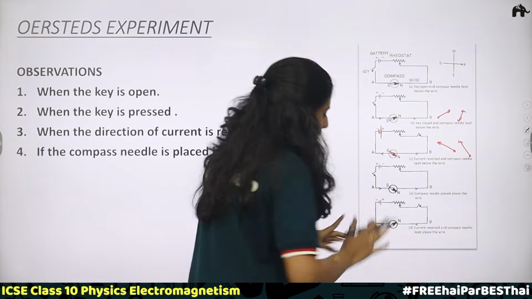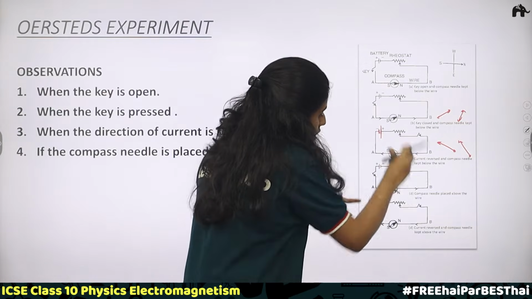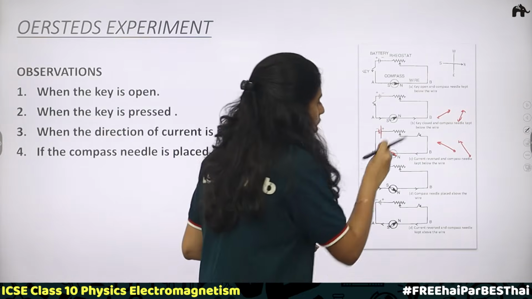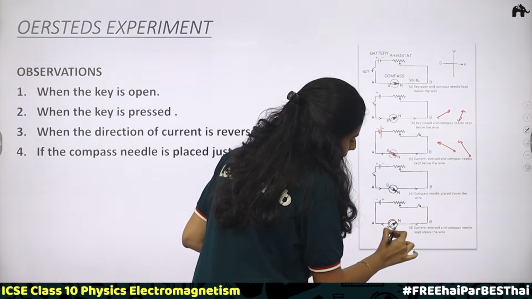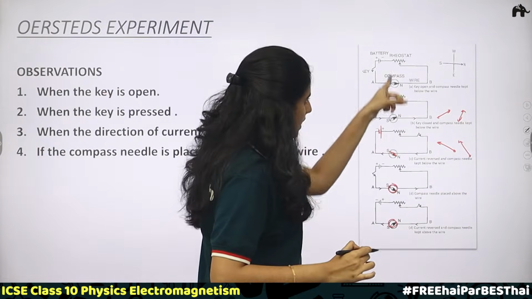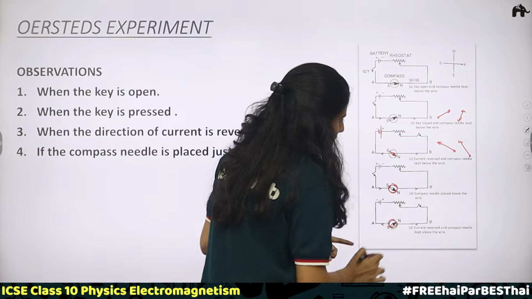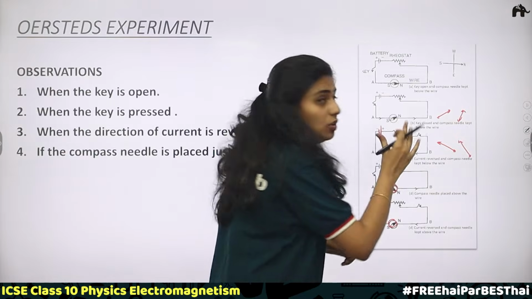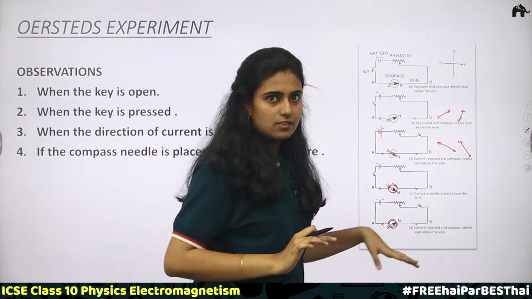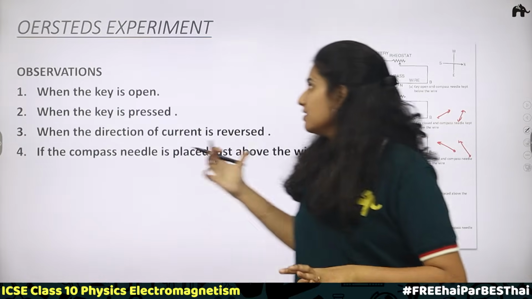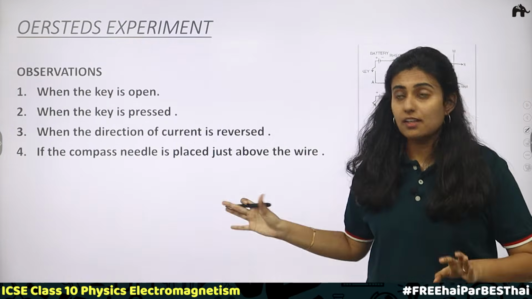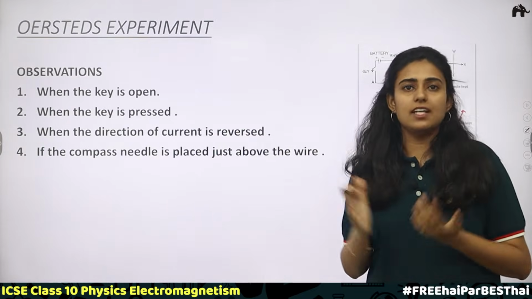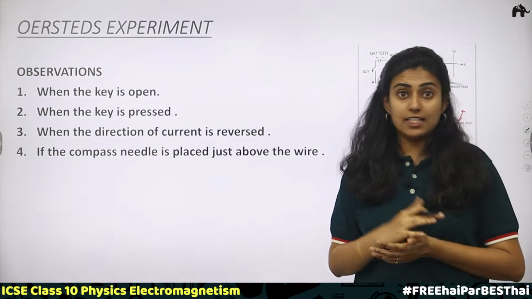Now the fifth part is the opposite of this, that is when you are reversing the current and placing the compass needle above it. Here you can see proper circles. In these three cases you have dotted circles. So here what you can see is, in this case the north pole of the compass needle was getting deflected towards east. Here it will be towards west, just the opposite. So these are the observations of Oersted's experiment. Remember, Oersted performed this experiment. The main observation was that when current flows, a magnetic field is produced around the current carrying wire.